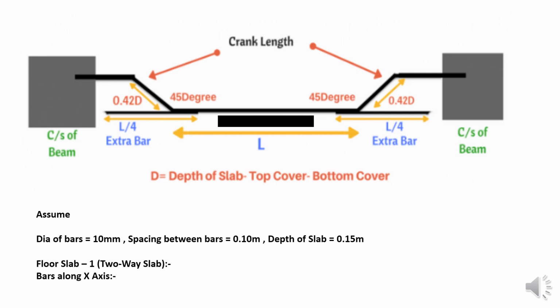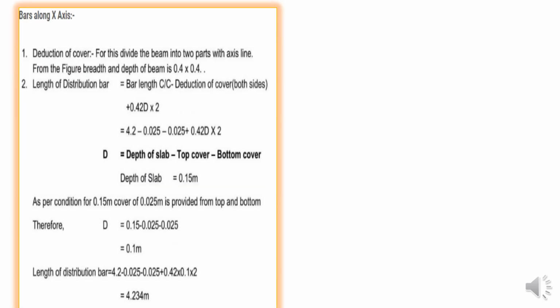Floor slab 1 is a two-way slab, bars along the x axis. Let us come to the calculation. Bars along the x axis. Deduction for the cover. For this, divide the beam into two parts of the axis line. From the figure, breadth and width of the beam is 0.4 by 0.4. Length of the distribution bar is equal to bar length center to center minus deduction of the cover on both the centers plus 0.42 D, that is the crank length, into 2.